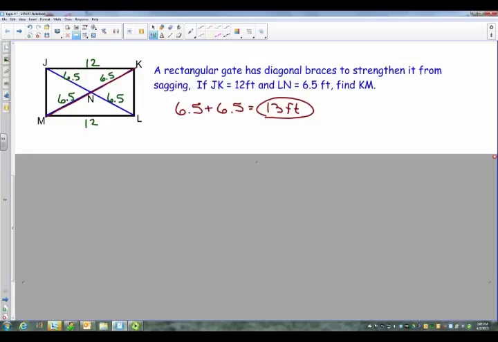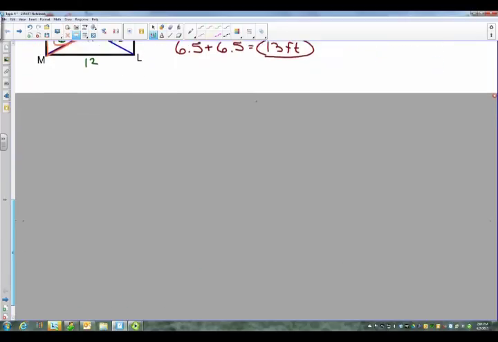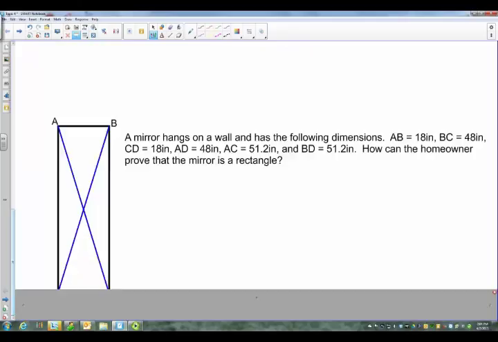Now, if they extended this a little bit further and asked you what is JM, let's just see if we can figure that one out. Well, look at what you have here. You have a right triangle right there where you have 12. We know that that's 13. And given a right triangle, if you have two of the three sides, you could find the third using Pythagorean's theorem. So you'd go a squared plus b squared equals c squared, solve that out, and get your third side. Okay, so that's something else that opens up because these have right angles.